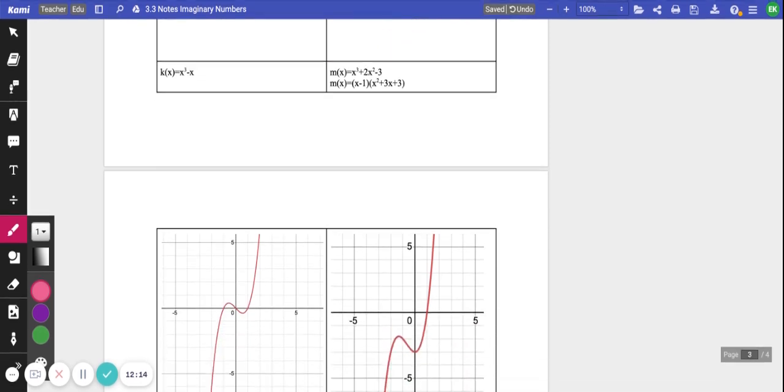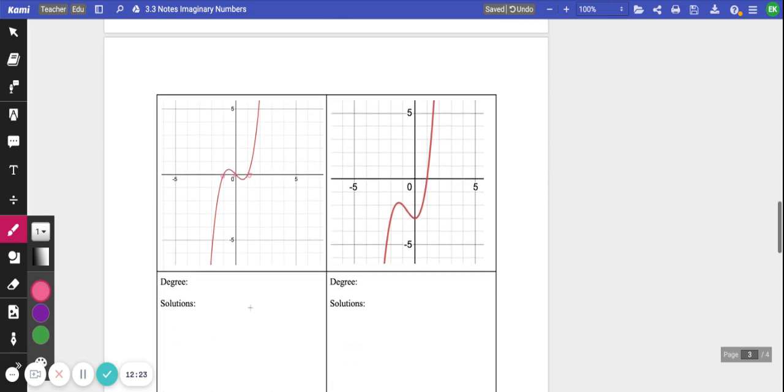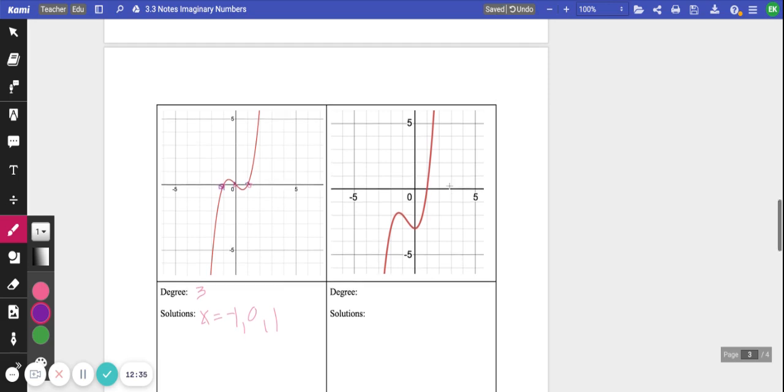So look over here. We have x cubed minus x. We should get three solutions. And I see my solutions: 1, 2, 3. Three solutions. We have them at x equals -1, 0, and 1. Okay. Go to this graph. So this is an x cubed graph also. Let me type the equation in here.